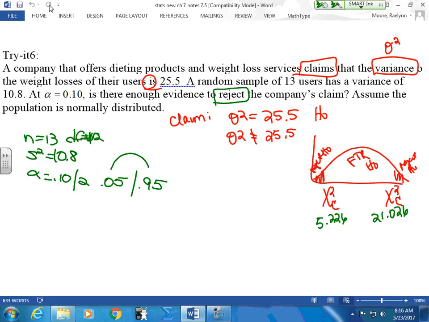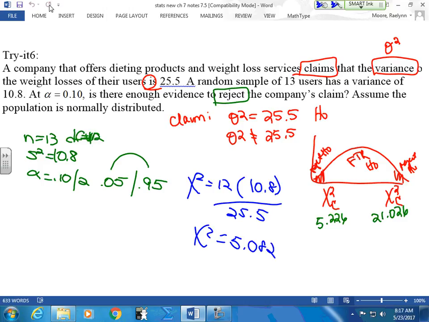Okay, so now your test information is going to go here. We take our degrees of freedom times our sample variance divided by the variance of your population, sorry. And you get, shh, ladies. So where does that fall? Behind this guy, before this.